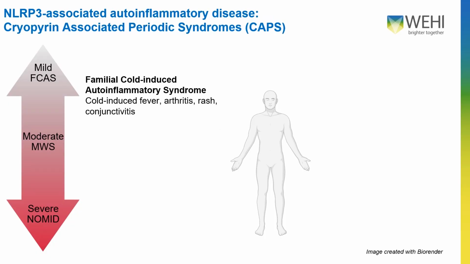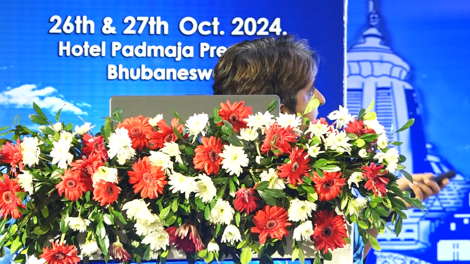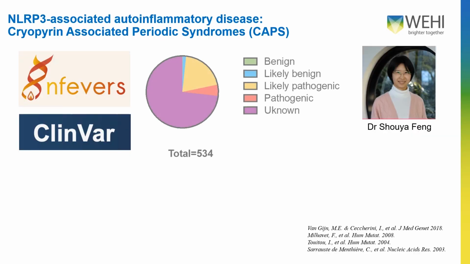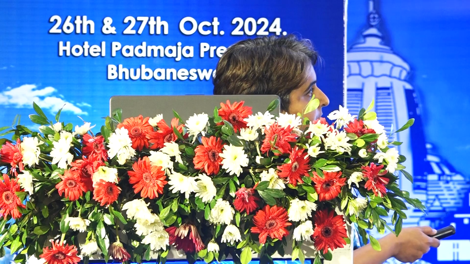For example, this slide is not required because you already know about it. So there is a postdoc in our lab, Dr. Shoya. She went and searched in InFEVUS and ClinVar for variants in NLRP3, and she found that the majority of the variants are of unknown significance. Only a very small percentage of variants are actually classified.